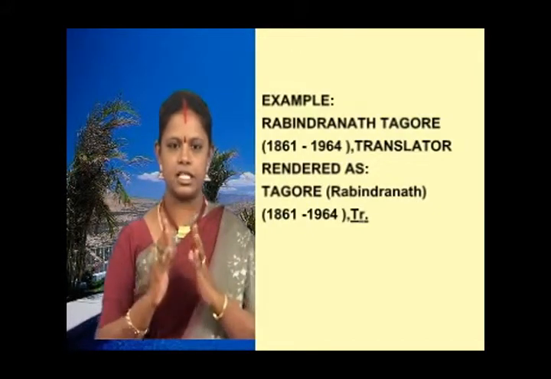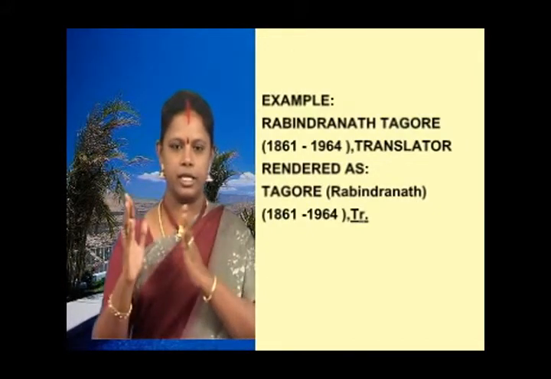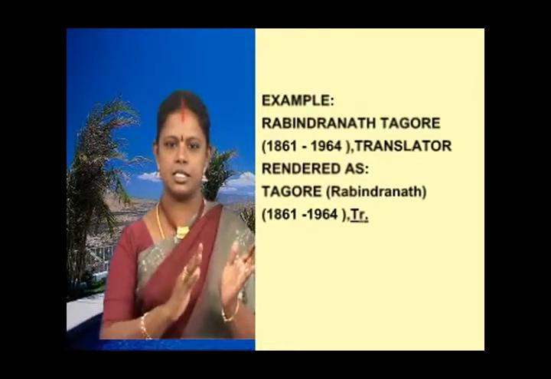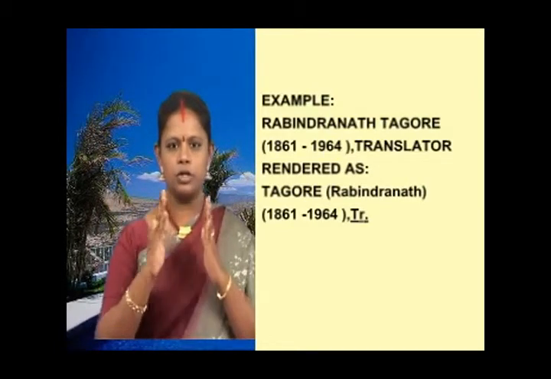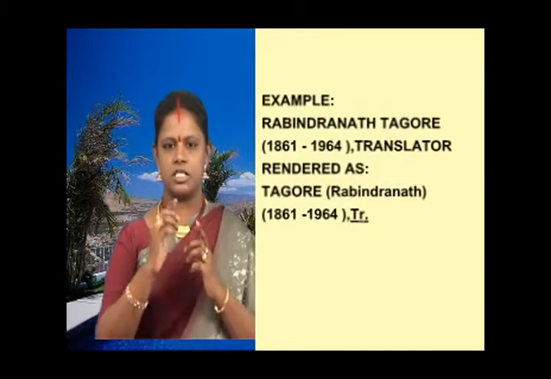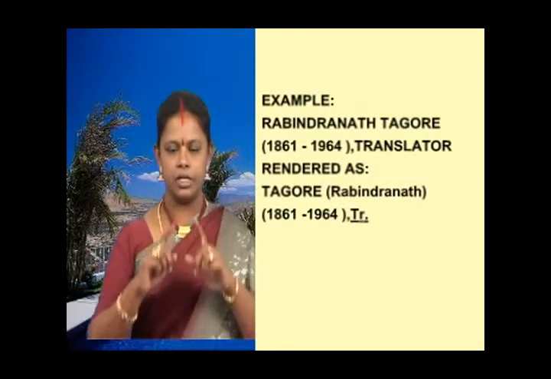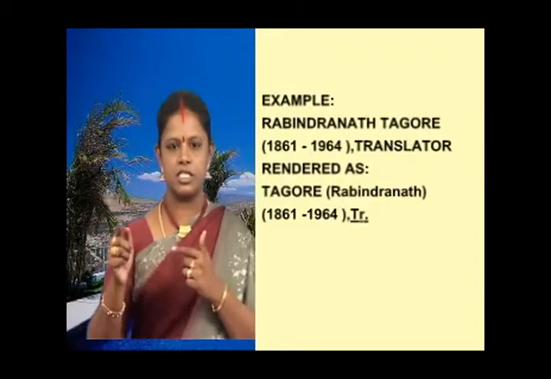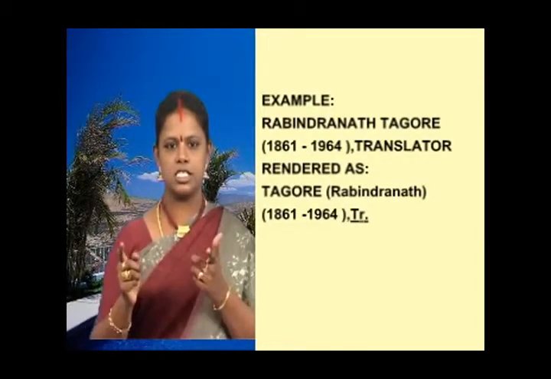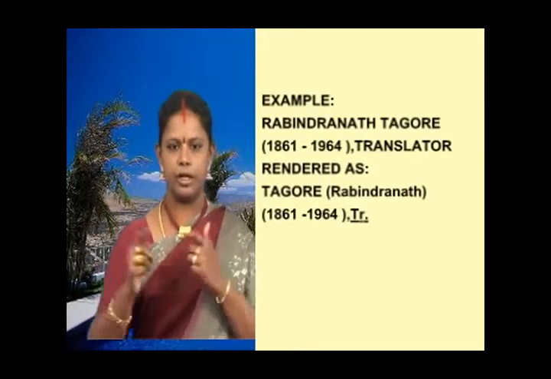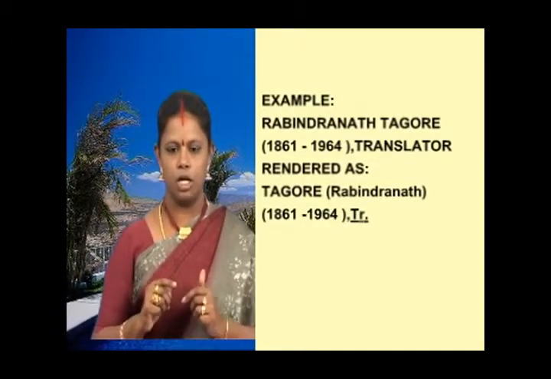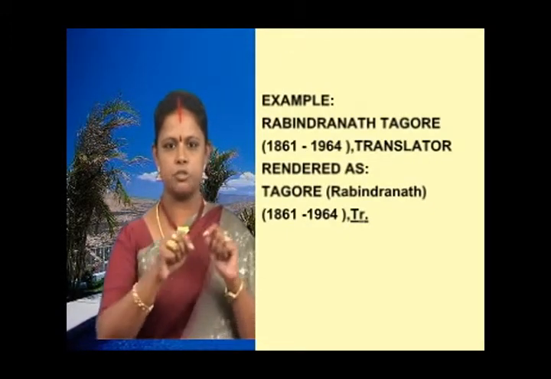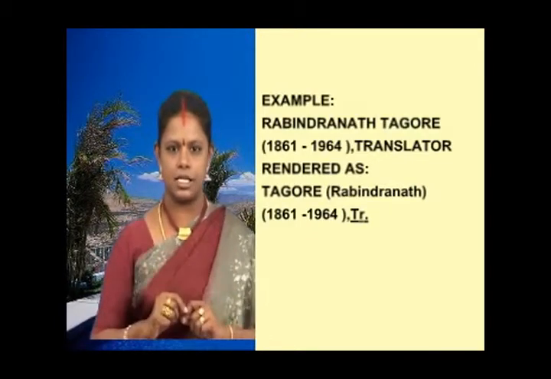A book has been translated by Rabindranath Tagore and the year for this author is given as 1861 to 1964. In this case, Tagore should be written in capital letters, which is our entry element, and Rabindranath within brackets, which is our secondary element, and the next bracket for the individualizing element, which is 1861 to 1964. Now we have to give the description for this person as a translator.